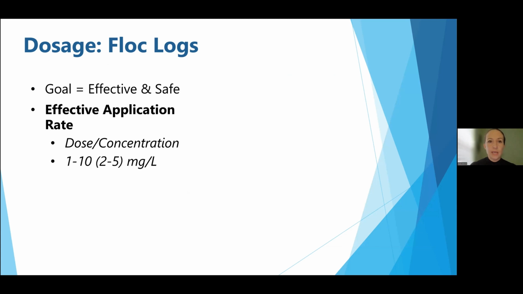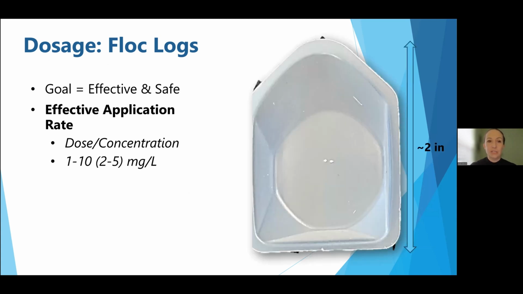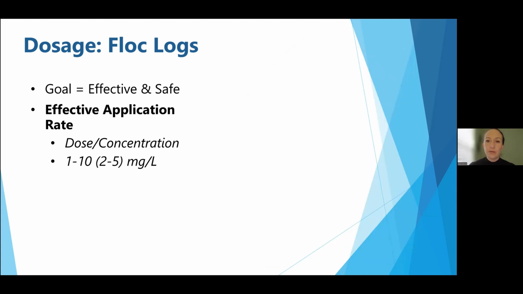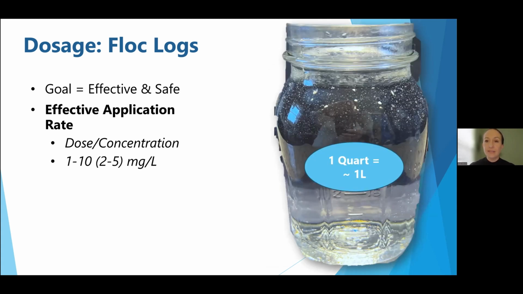So the next thing, dosage, we want to make sure we have enough material. With the FlockLogs, our goal is for it to be a safe and effective application. An effective application rate is probably less than you might think. The effective application rate for PAM is usually somewhere between 1 to 10 milligrams per liter, probably on the lower end of that, usually about 2 to 5. That looks like almost 2 grains of sand in a quart jar. That's about 2 milligrams per liter, and that's enough to effectively remove a couple hundred NTUs of turbidity in that quart jar.